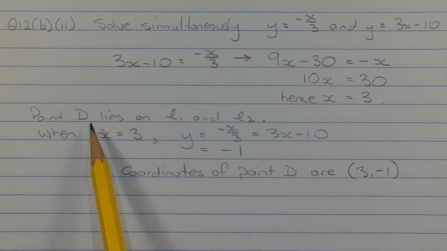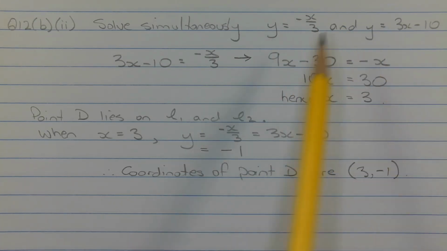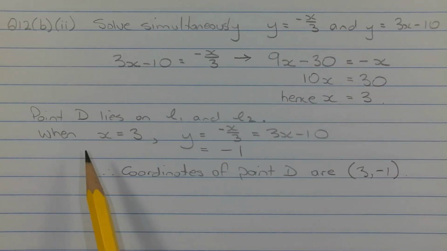Now the point D lies on both lines L1 and L2. So to find the y-coordinate of point D when x is equal to 3, we can use either one of these two equations. So when x is equal to 3, y is equal to negative x over 3, which equals 3x minus 10, which equals negative 1. Therefore, the coordinates of point D are (3, negative 1).